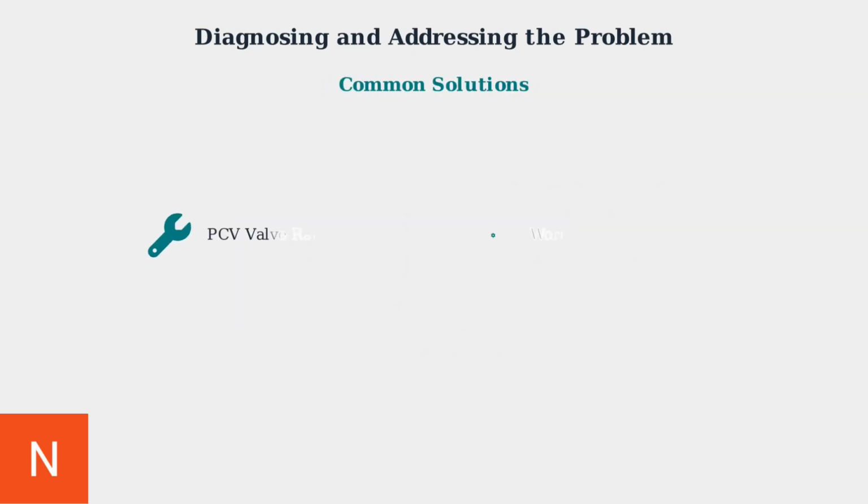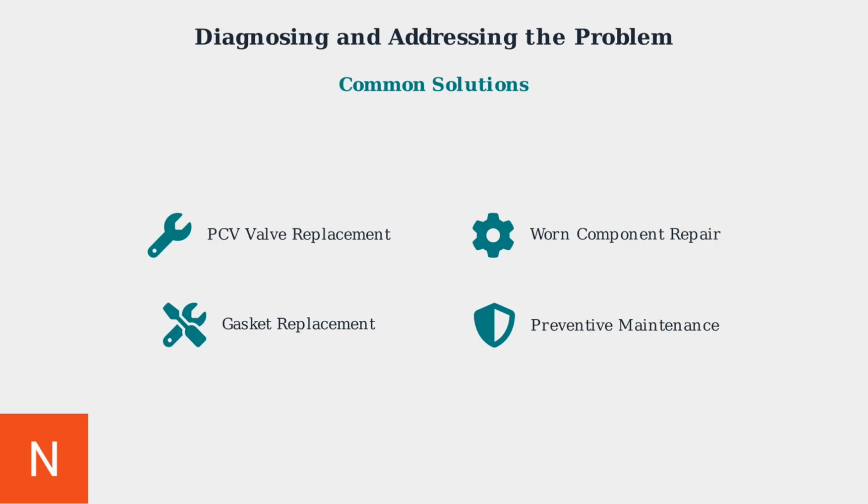Once diagnosed, several solutions address oil contamination. The most common fix is PCV valve replacement, which resolves about 60 to 70% of cases. For severe cases involving worn piston rings or valve seals, engine rebuild or component replacement may be necessary. Intake manifold gasket failure requires gasket replacement and surface inspection.